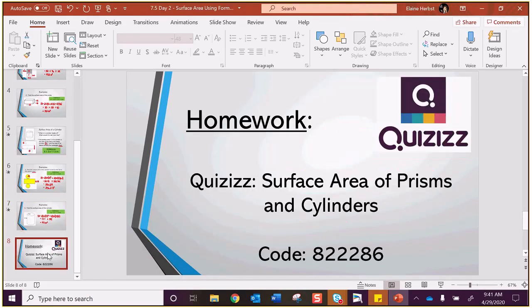So your homework tonight or today is a quizzes activity, surface area of prisms and cylinders. Here's the code: 822286. Please write that down. Last week I had several of you do the wrong quizzes and not everyone redid it again. So that got put in as a 0 if you did the wrong one, because I reached out to you twice to try to get you to correct it and messaged you on Skype, sent you emails, but I didn't hear back from everybody. Not everybody redid it, so 822286 is your quizzes code.